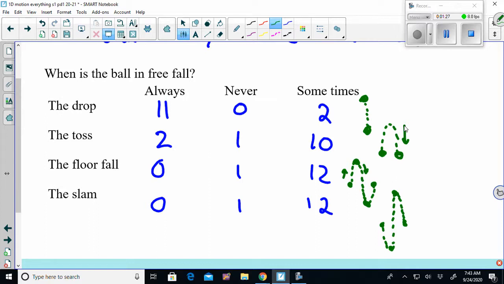Okay. But then when you let it go up and then fall into your hand, before it fell into your hand, it wasn't free fall. So only that third section, not on the way down, not on the way up. Yes, on the way down. Okay. Anybody else have any different sometimeses?